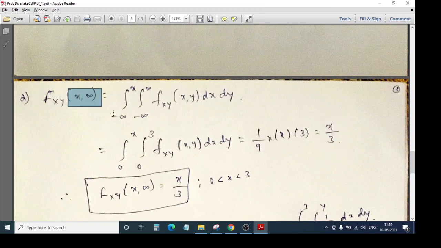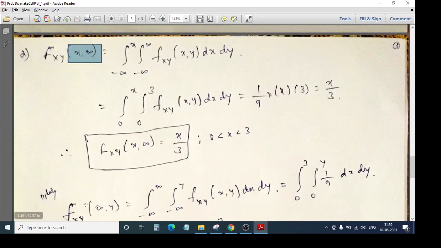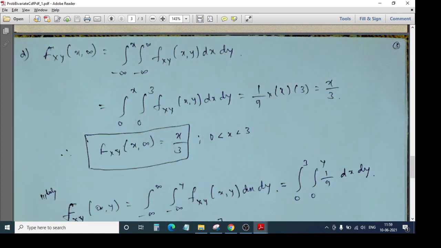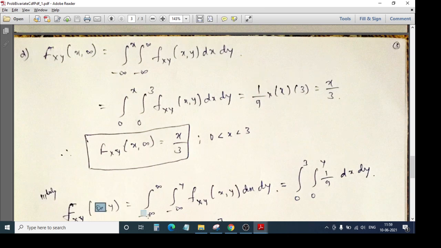If this is done in similar fashion, you can do infinity to y. Please note the difference between this formula and this formula. So here it is infinity to y. So that's why we have taken minus infinity to plus infinity. And here we have a variable y. So therefore it is minus infinity to y. So if I have a variable x, it is minus infinity to x. If I have a variable y, it is minus infinity to y.